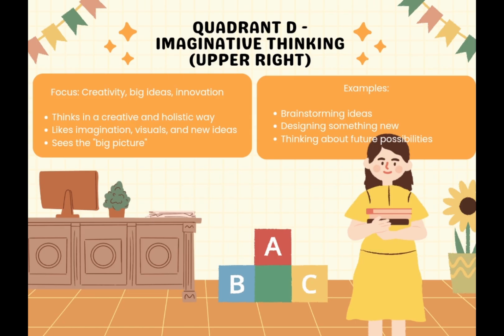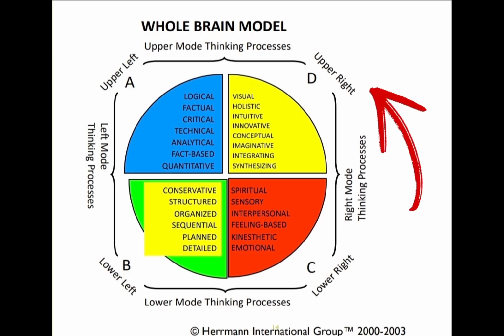Lastly, quadrant D, imaginative thinking, focuses on creativity, big ideas, innovation. Think in a creative and holistic way like imagination, visuals, and new ideas. Sees the big picture. For example, brainstorming ideas, designing something new, and thinking about future possibilities. This is the whole brain model, the upper right, the yellow one.